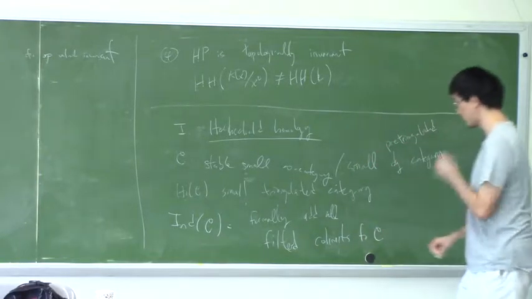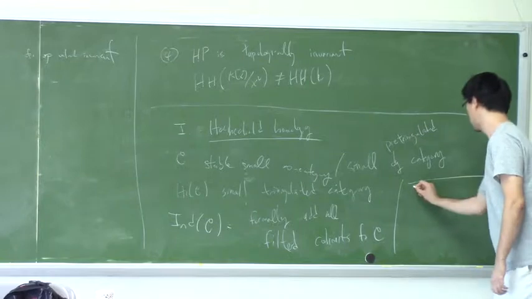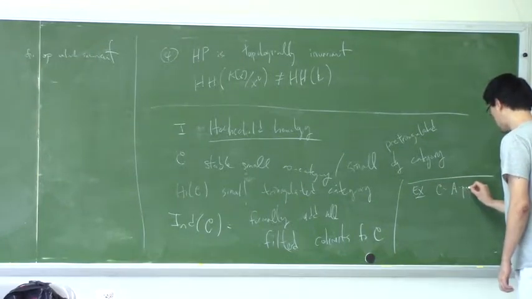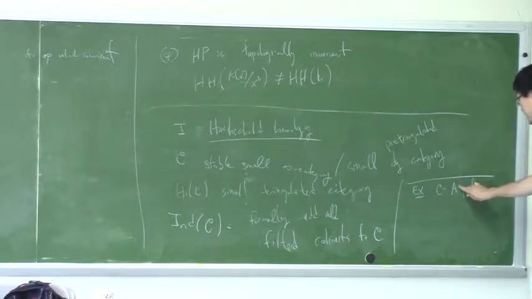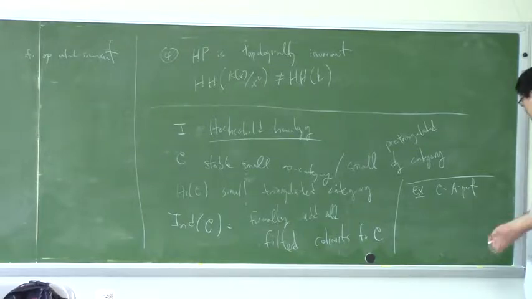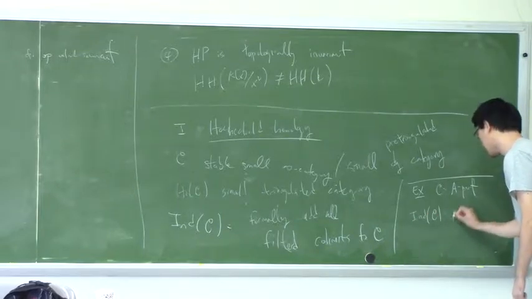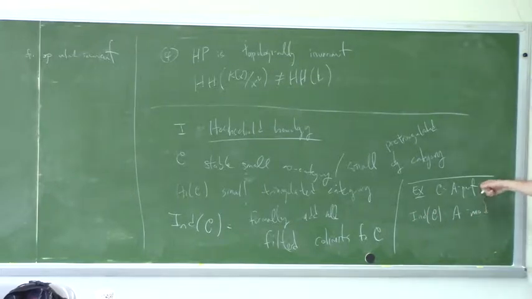So the main example that you want to have in mind is if C is Perf A. So say A is an algebra, and this is a category of finitely generated free complexes, or summands of free terms. And so Ind C would just be A-modules. Right? So this is a small category, the objects in this category form a set. Right? They're finitely generated, but the objects here definitely don't form a set.